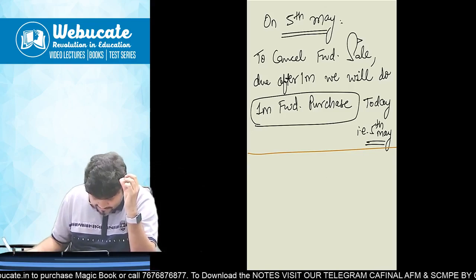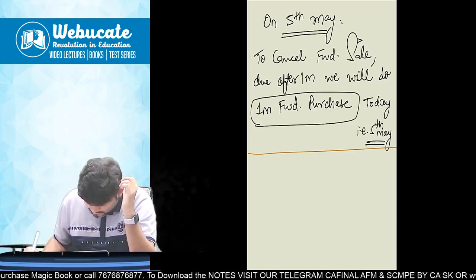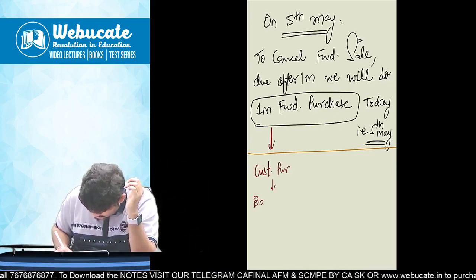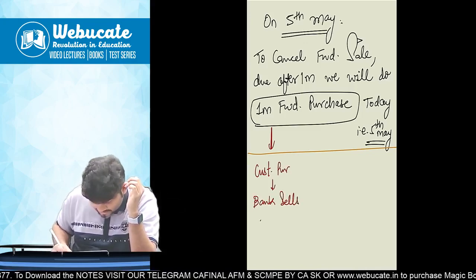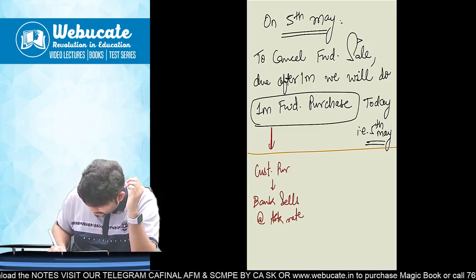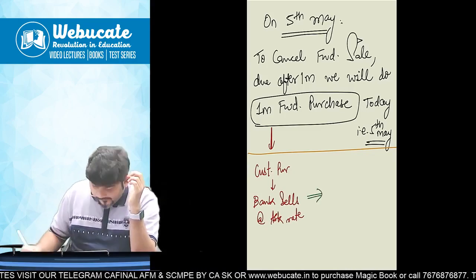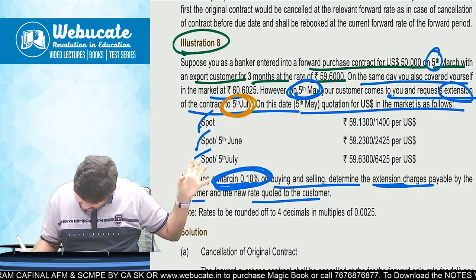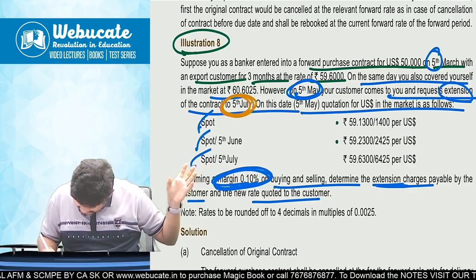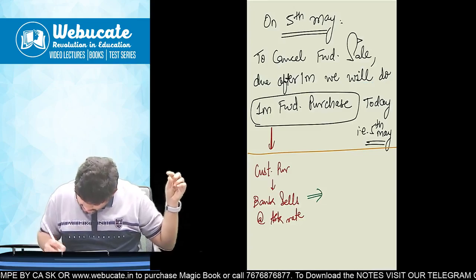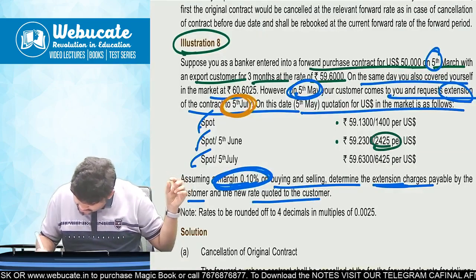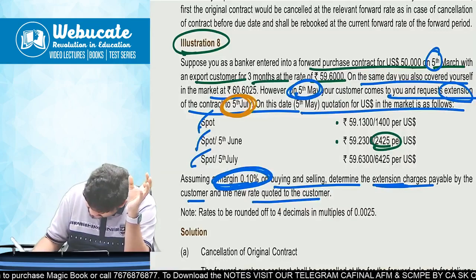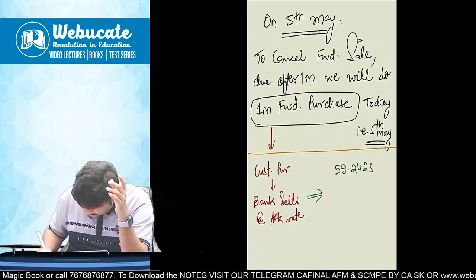So now what will happen? 1 month forward purchase. So customer purchases, bank sells at ask rate. What is the 1 month forward sale? On 5th May, we need forward for 5th June. So ask is 59.2425. This is very crucial. Guys, if you don't understand this, there is for sure going to be a mistake. So please take care of this.